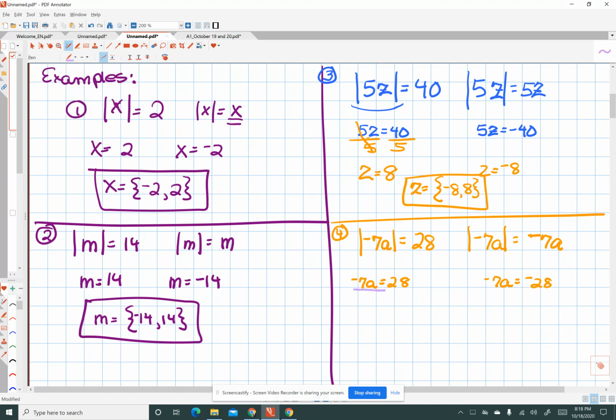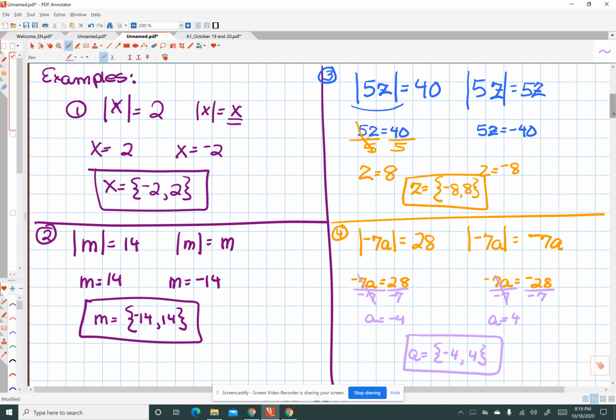Now we'll divide both sides by negative 7. And on the left equation, a equals negative 4. On the right equation, a equals positive 4. So our answer is a equals the set of all numbers such that a equals 4 or negative 4.